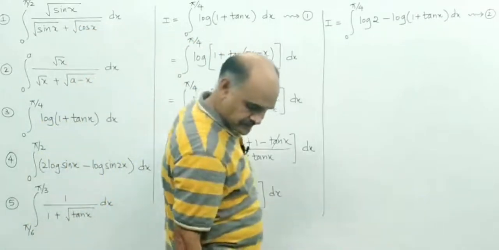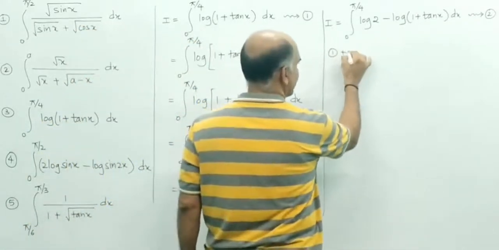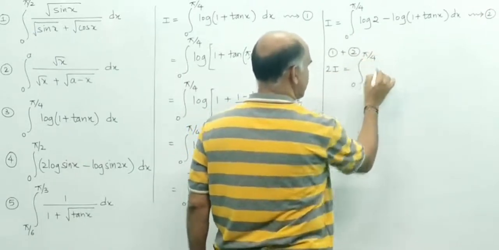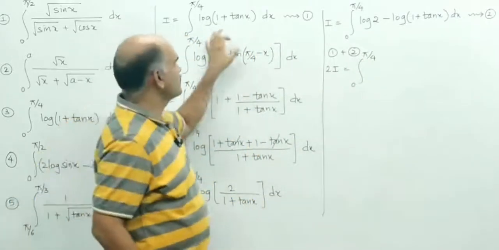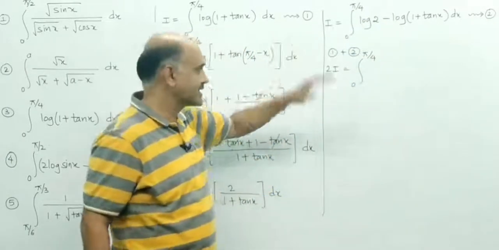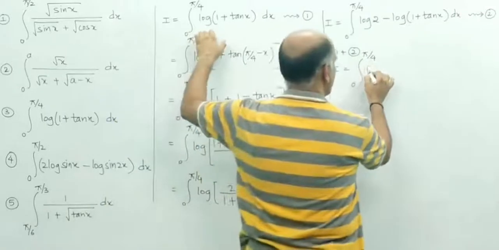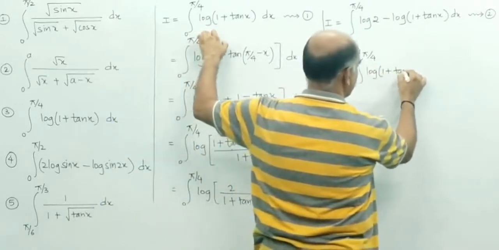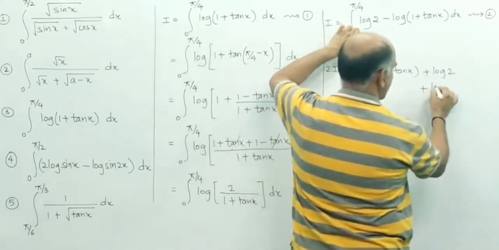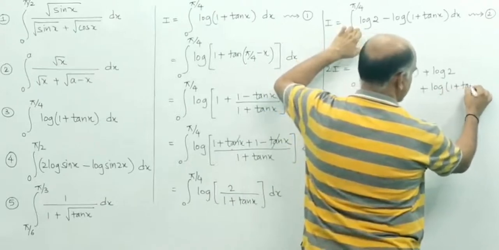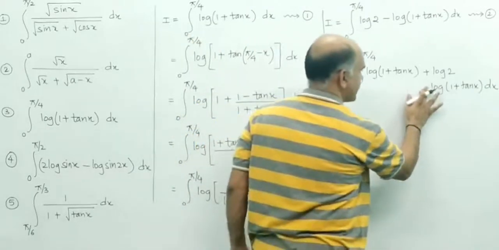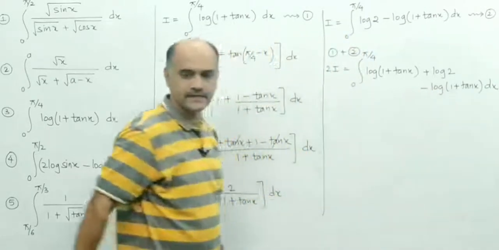So if you add, 1 plus 2 again I will take. So LHS will be 2I. Limit is the same, 0 to pi by 4. So if you observe here, if you add, log of 1 plus tan x gets cancelled. So first I will write this: log 1 plus tan x plus log 2 plus log of 1 plus tan x dx, plus, log 2 minus log of 1 plus tan x dx.